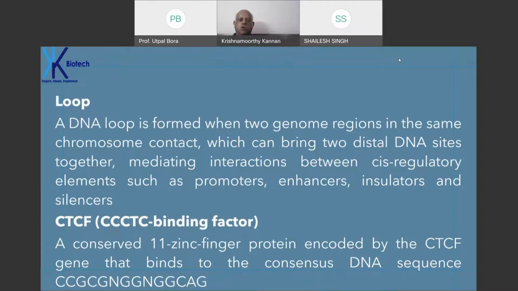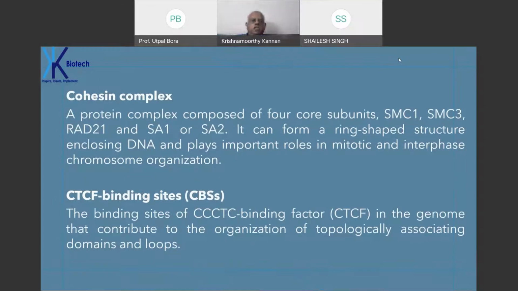What is the role of the promoters? What is the role of enhancers, insulators, and silencers? And CTCF is a conserved 11-zinc-finger protein encoded by the CTCF gene that binds to a conserved DNA sequence, such a long one, CCGCGNGGNGGCAG. The cohesin complex is the one which makes the loop, protrudes the loop. So each subject, each definition is a complex in itself. So all this has to be understood to appreciate the 3D structure.